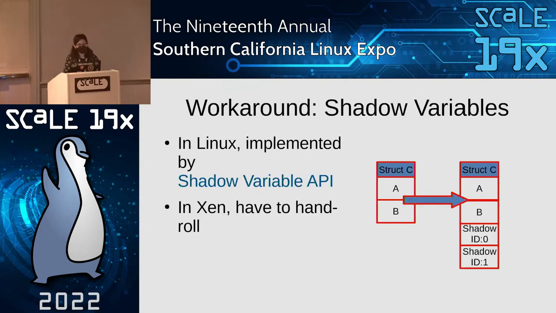Another workaround is shadow variables. So conceptually, this is adding a variable onto a structure. In Linux, there's a shadow variable API you can use to do this. So I can have multiple shadow variables associated with a single structure, or just an address, really, in memory. And in Xen, unfortunately, there's no shadow variable API. You'd have to hand roll whatever it is you were doing there.